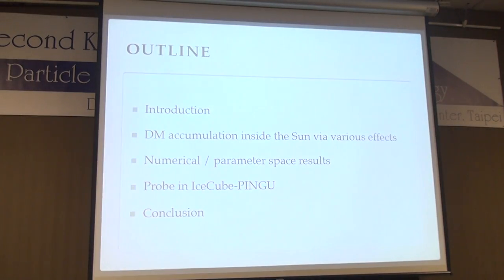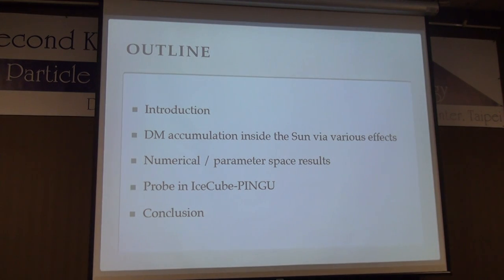Okay. So this is the outline. First, I give you the motivations for why we need dark matter self-interactions. Then how this dark matter is accumulated inside the Sun. Then I give you the numerical results and the parameter space. Then the sensitivity of this proposed new experiment to dark matter self-interaction. Then I give you a brief conclusion.